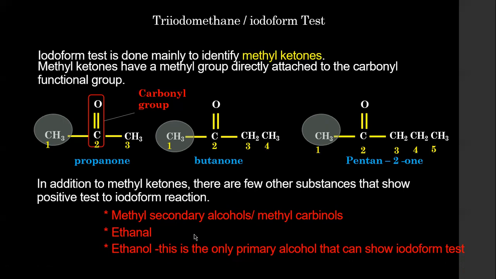The last one, the fourth compound which gives a positive iodoform test, is ethanol. Ethanol is not a secondary alcohol, it is a primary alcohol. Remember, ethanol is the only primary alcohol that gives a positive iodoform test. We will go through the structures of these four types of compounds.